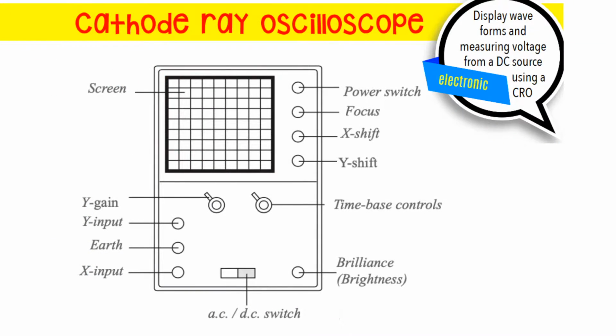This diagram is exactly the same as your notes. We need to know every part. We have the power switch, focus, X shift, Y shift, and after that the time base and Y gain. From here, which ones are the important ones? The important ones are the Y gain and the time base, because later we need to do the calculation from these two buttons.